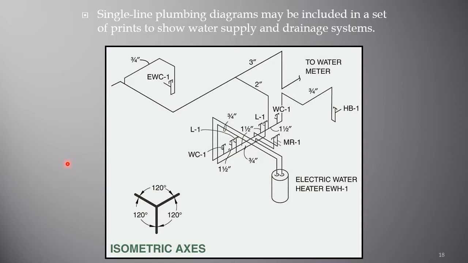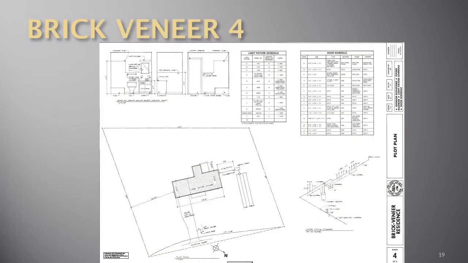This is a single line diagram. Single line diagrams for plumbing and HVAC systems are used because they are normally not shown on residential like commercial prints, but this isometric drawing can be included to show the water supply and the drainage systems, and we are using a single line to represent each pipe in the system with nominal diameters shown. So we'll turn to brick veneer 4 for an example of what this looks like.